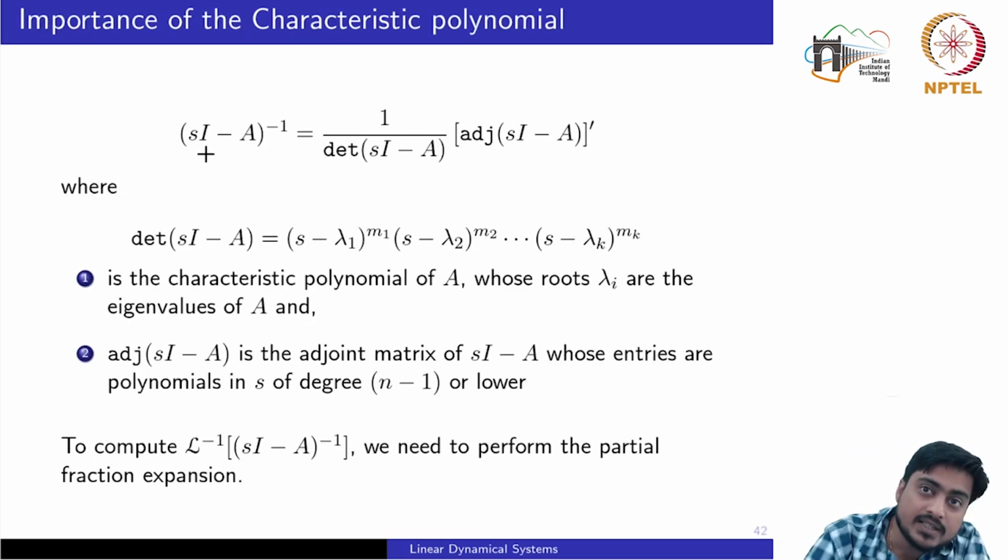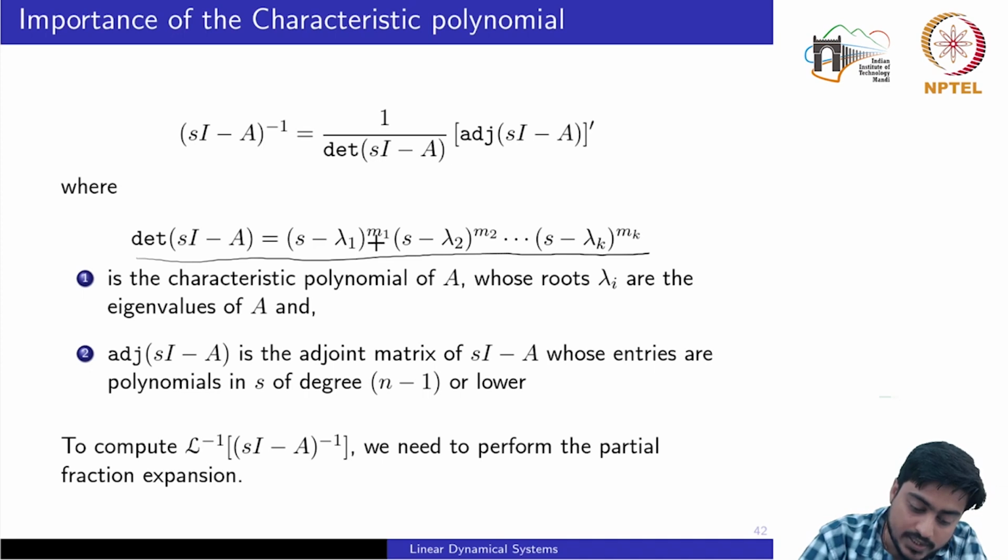So the inverse of sI minus A, I can write as the ratio of the transpose of the adjoint of sI minus A divided by the determinant of sI minus A. Now this determinant of sI minus A can be given by this one, where all these are powers. If I take the determinant, first of all it would be a polynomial, right? Now when it is a polynomial, I can factorize it into lower order polynomials.